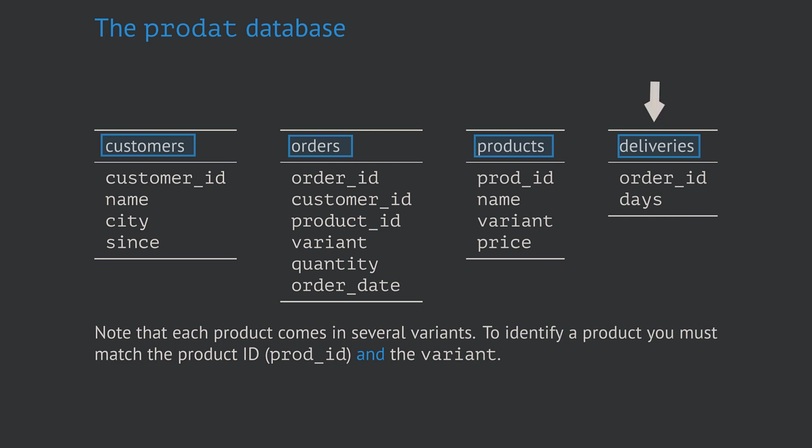The 4th table in the product database is the table deliveries. It stores information about how long an order took to be delivered to the customer. One dataset of deliveries contains the order ID, that is the ID of the respective order, and the number of days, which is the time which was needed to deliver the order.